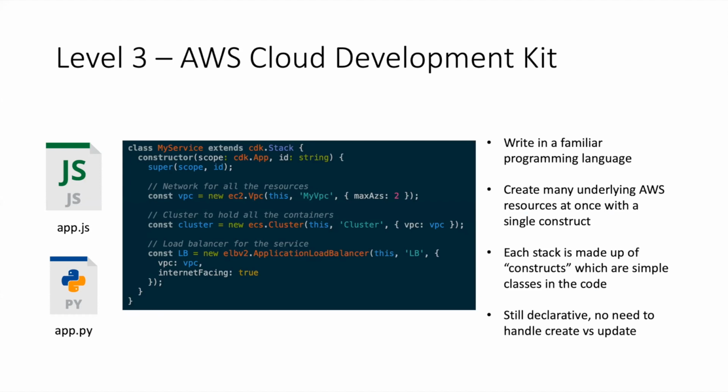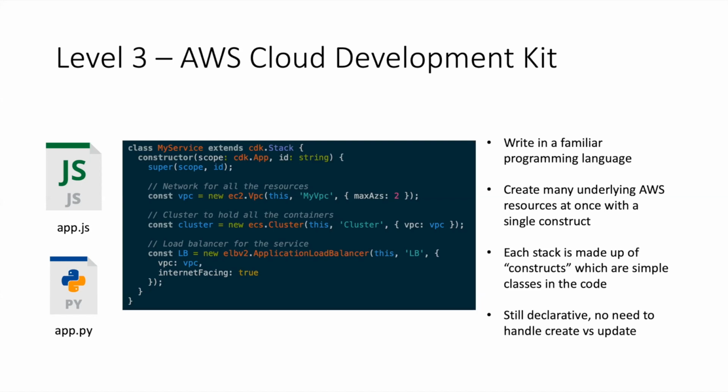In this case, I've put a JavaScript code example, but CDK also supports Python and several other programming languages as well. And so the idea here is that you're able to create many different underlying AWS resources at once with just a single class inside of your code.